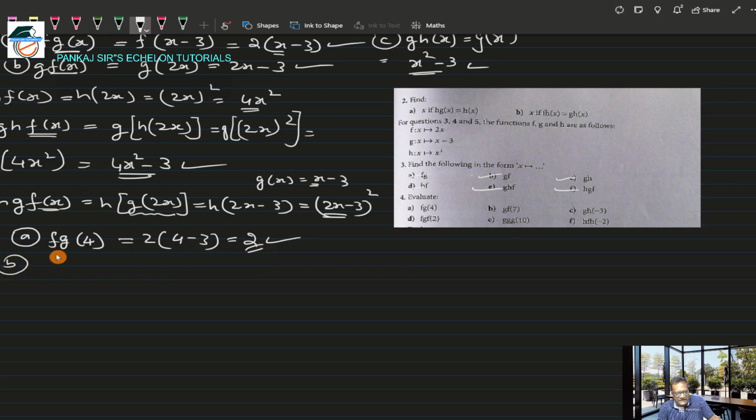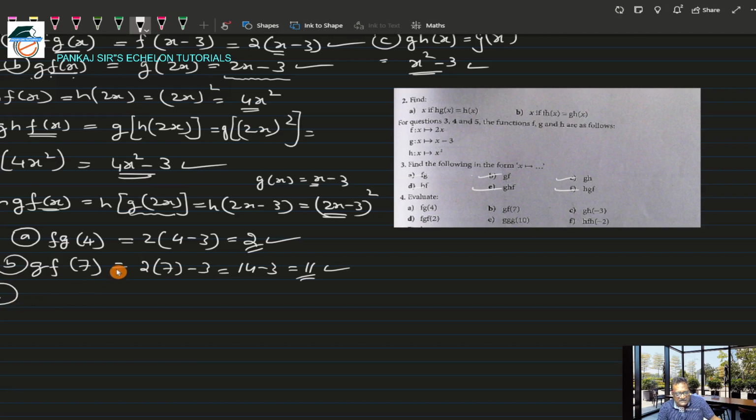Same way B. B is GF of 7. He has asked you to evaluate GF of 7. So GF of X function is over here. Can you see this? B. GF of X, that function is 2x minus 3. So in this 2x minus 3, in place of x, I'm going to put 7. So it will be 2 times 7 minus 3, which is 14 minus 3, which is equal to 11. The answer has to be 11.